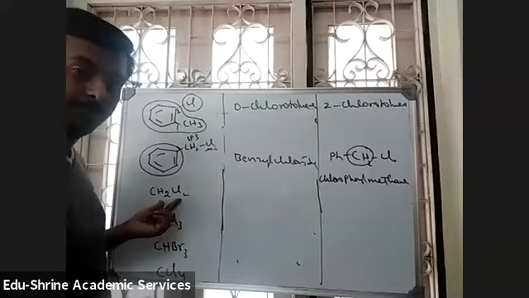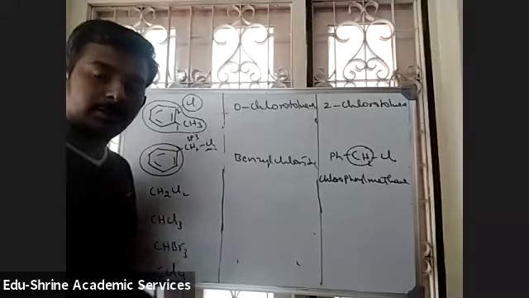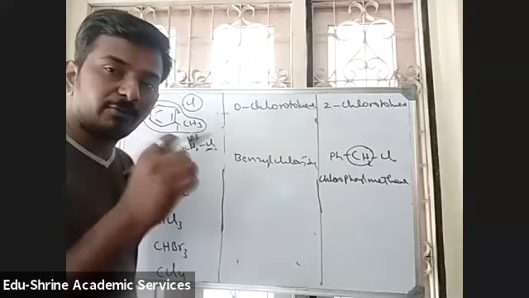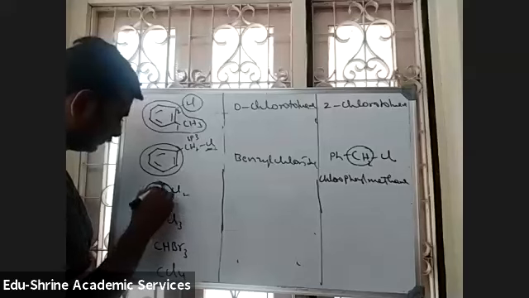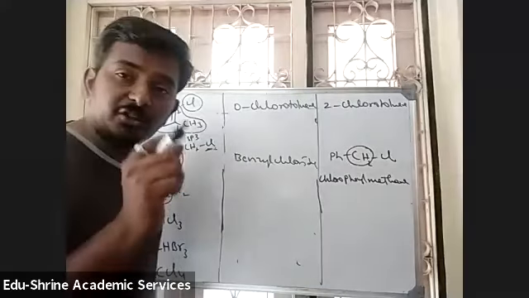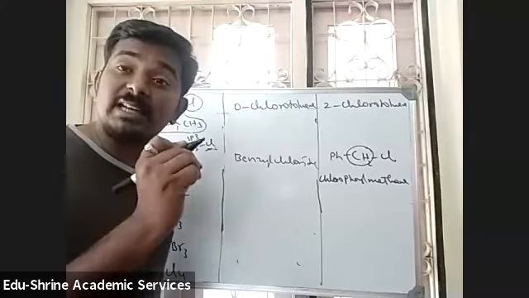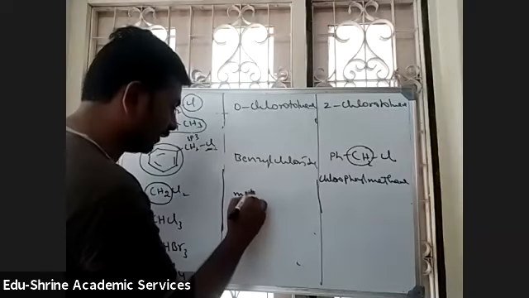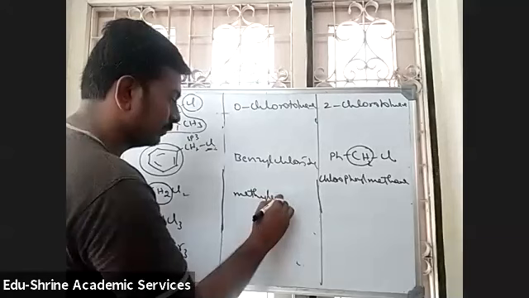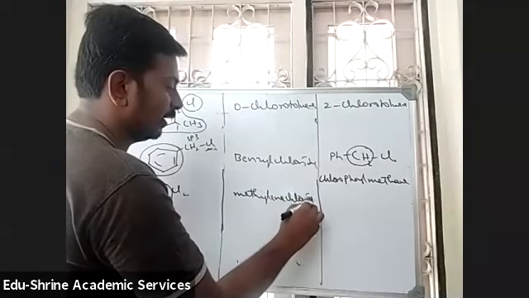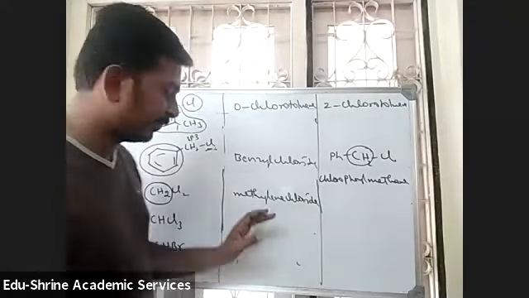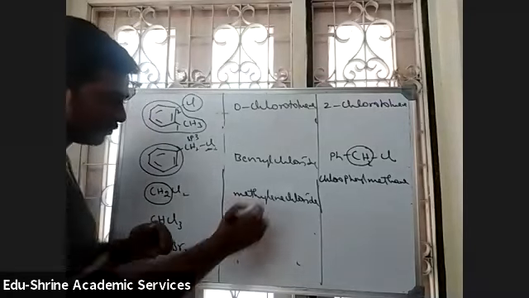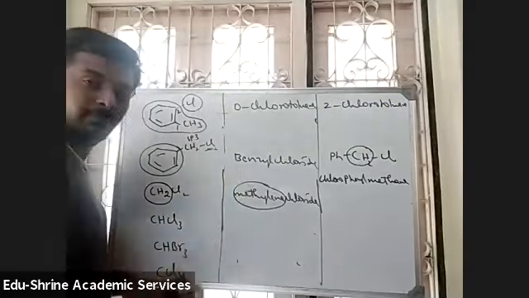This one. See, whenever there is a CH2 group present, it is called methylene. So it is methylene chloride. Not important, but anyway you can remember. Whenever there is a CH2 group present, it is called a methylene group. Methylene means CH2.